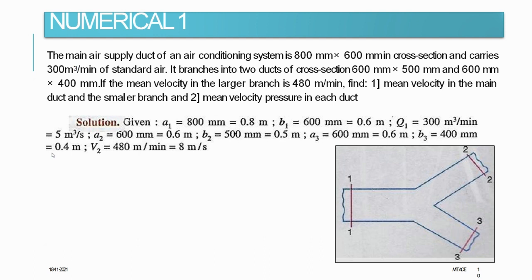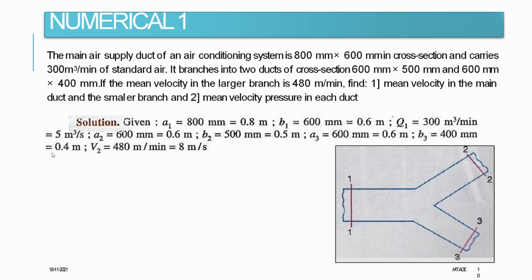If the mean velocity of the larger branch is 480 meter per minute, the mean velocity is given for the larger branch, which is 480 meter per minute, then we have to find the mean velocity in the main duct and the branch, and the mean velocity pressure in each duct. So what we have to find here is the mean velocity in the main duct and smaller branch, and then the mean velocity pressure in each duct.